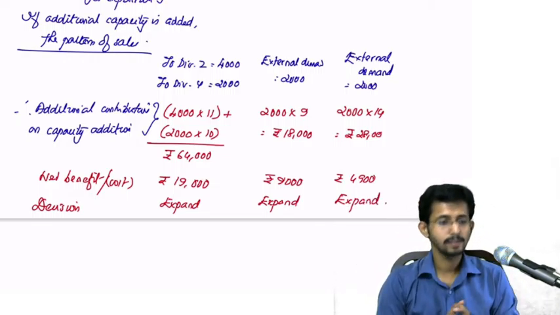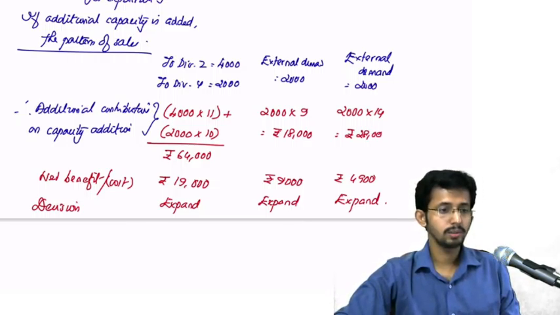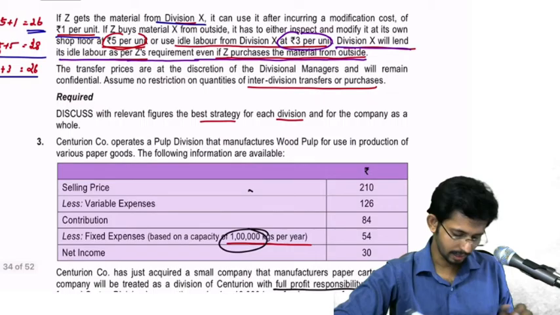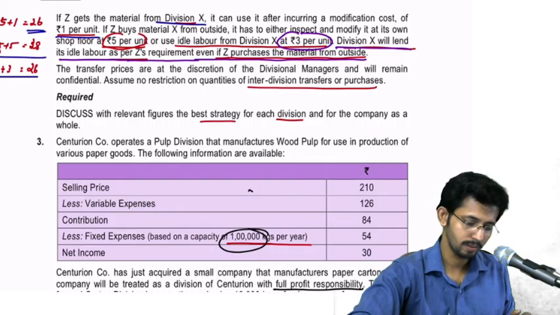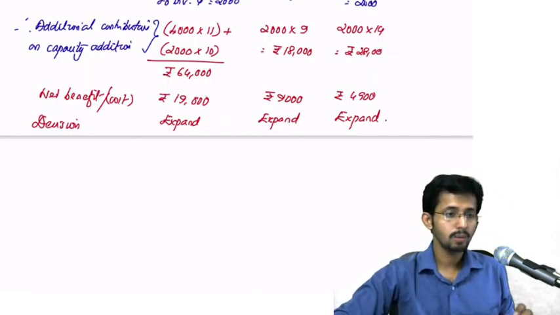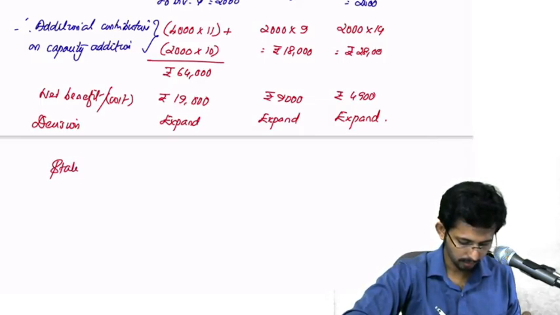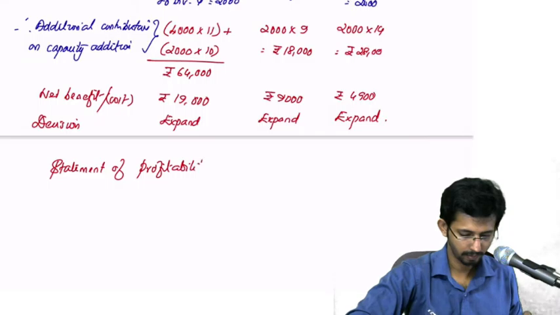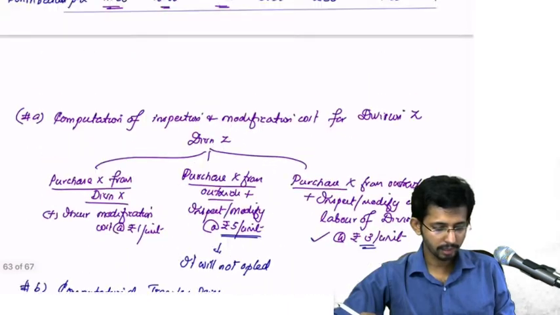That is the decision. Okay, now what you have to do? You will have to go for the solution. What is the solution? The question they are asking: discuss with relevant figures best strategy for each division and for the company as a whole. Okay, so you have to find out what is the best strategy. So statement of profitability. How do you find out the statement of profitability?